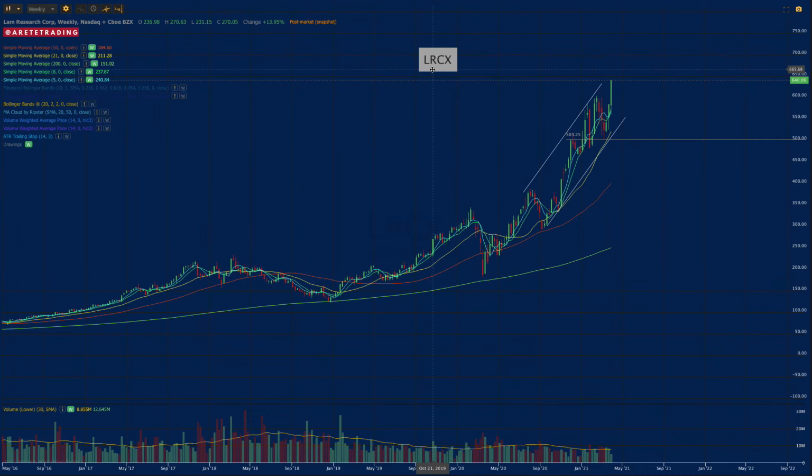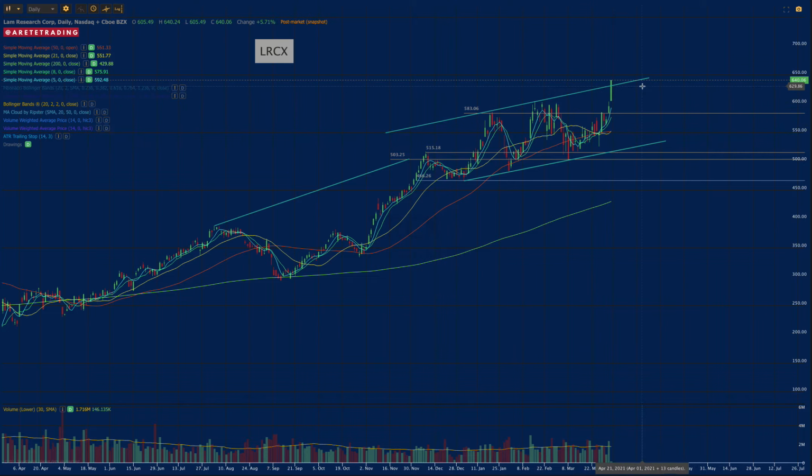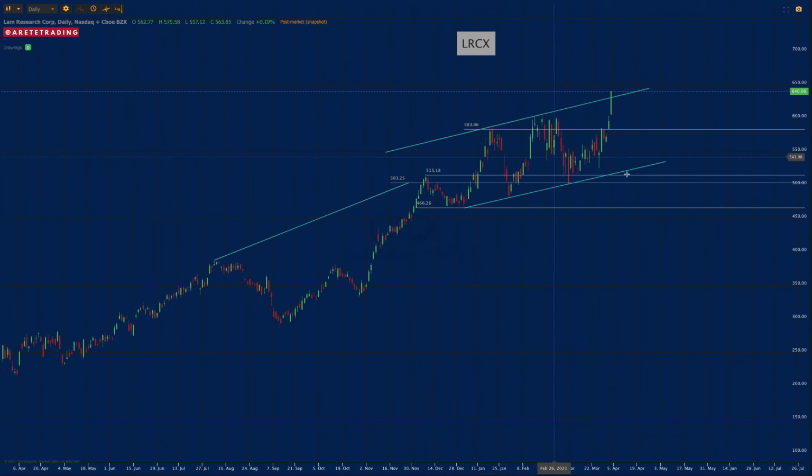This is Lam Research, and this is actually the weekly. And we're going to go to the daily on this, so you can see this. So this was the chart, and we talked about this one on Saturday as well. Yeah, it was right here actually. So look, it was good for 100 points, 90 points.